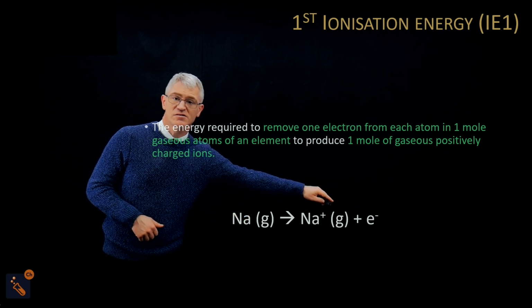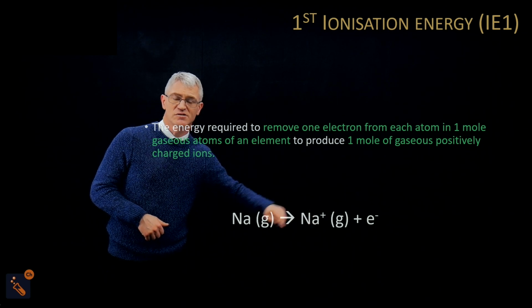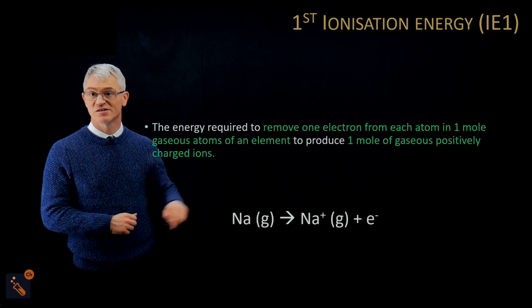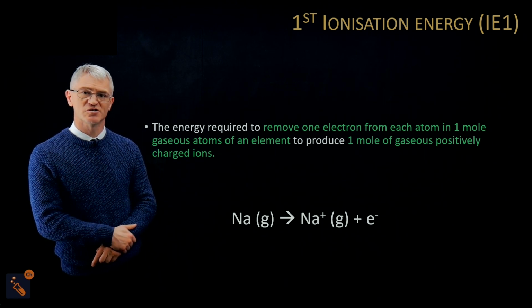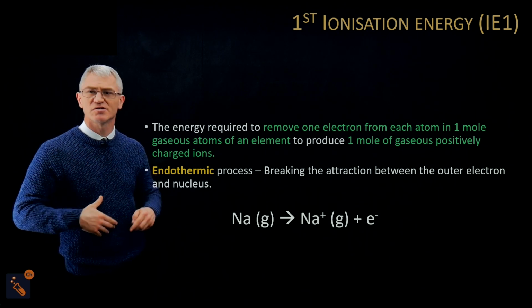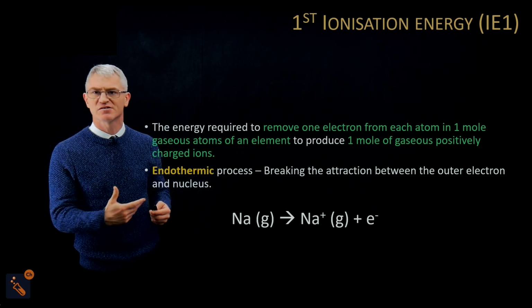Gaseous ions, each losing one electron. Okay, so that is how you do it. It's really important you can write these equations, and we'll go over that when we do the Born-Haber cycles as well. Now, really important you know it's an endothermic process. There are multiple choice questions which ask you whether something is endothermic or exothermic.